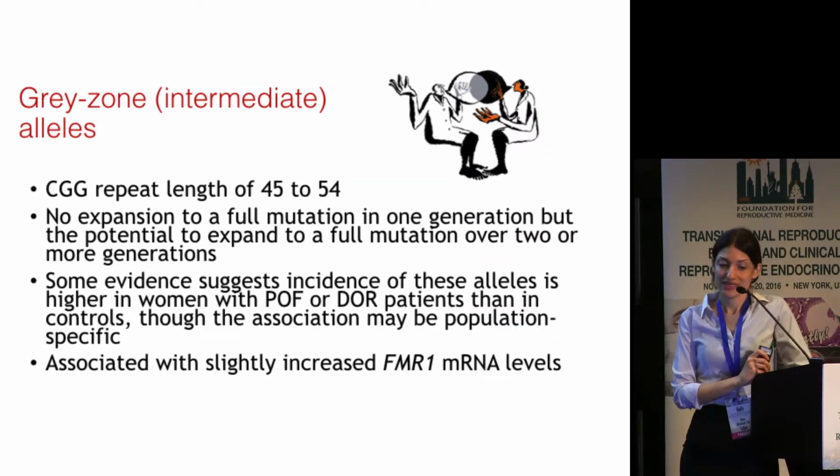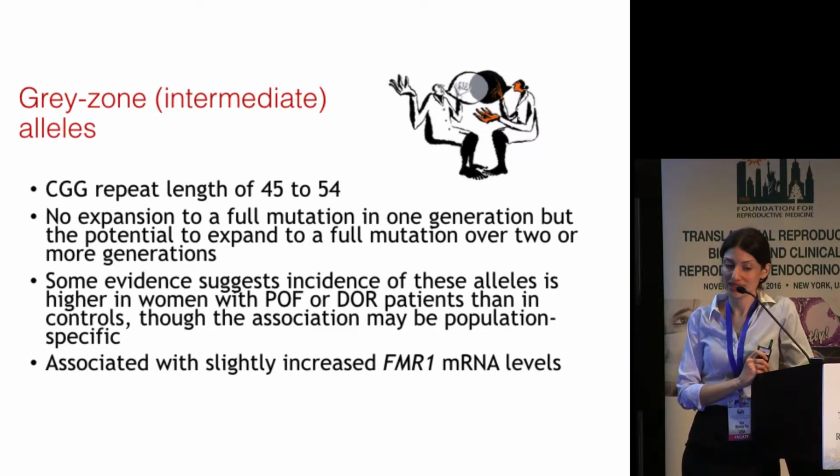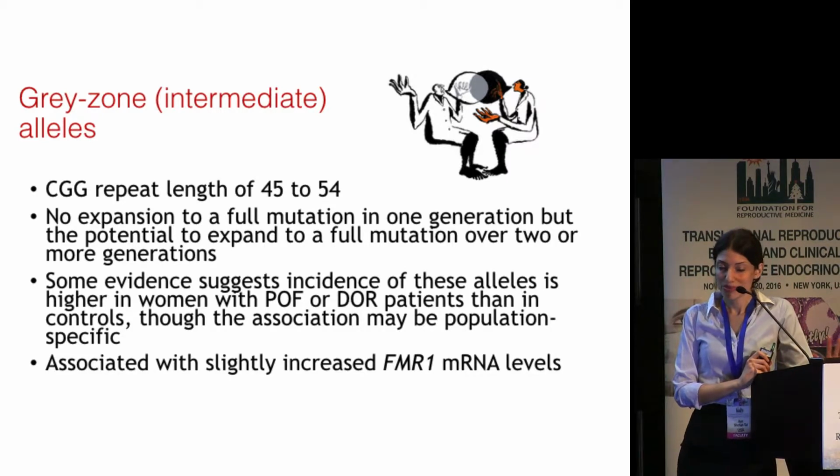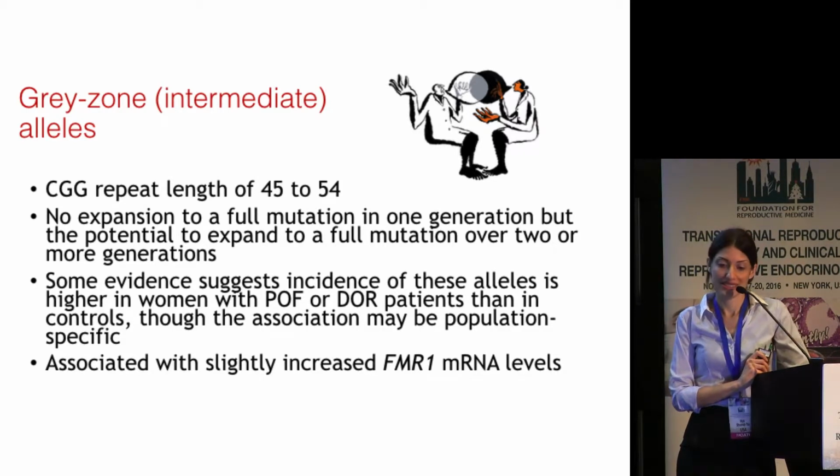The gray zone alleles, again, these are repeat lengths of 45 to 54. So there's rarely any expansion to the full mutation in one generation. If there is, it doesn't go above 60 repeats. But the potential to expand to a full mutation is higher over 2 or more generations. But if the premutation is inherited from the father, then the risk is completely minimized for some reason.